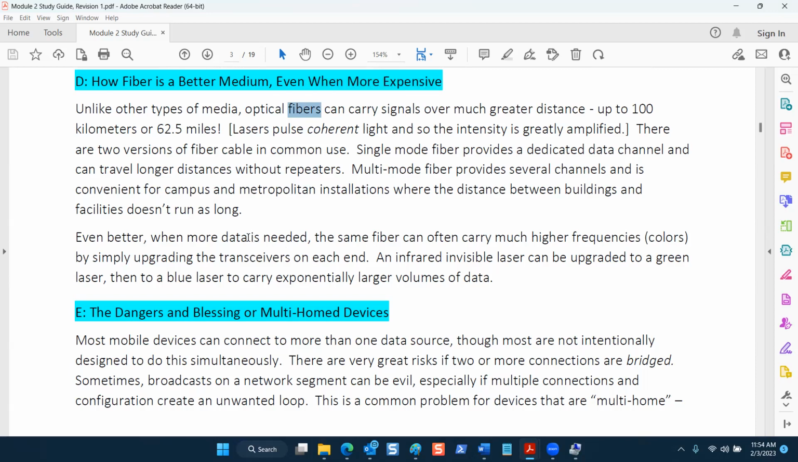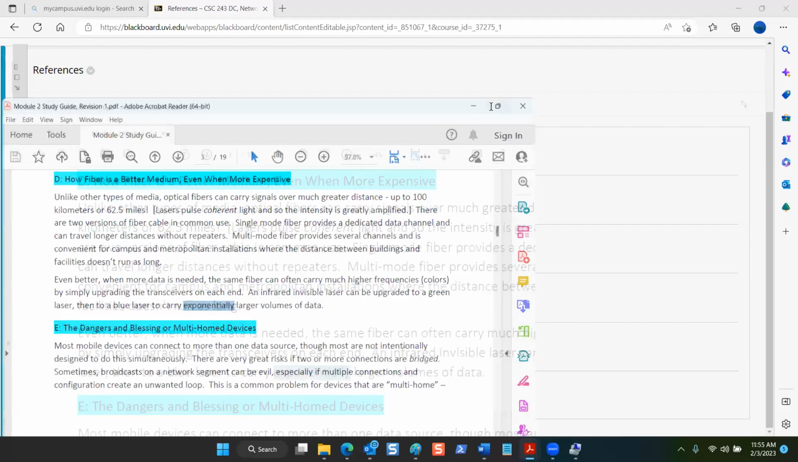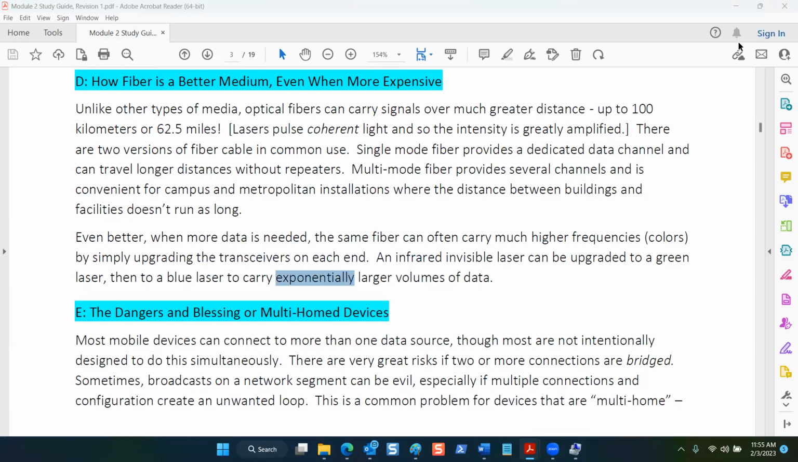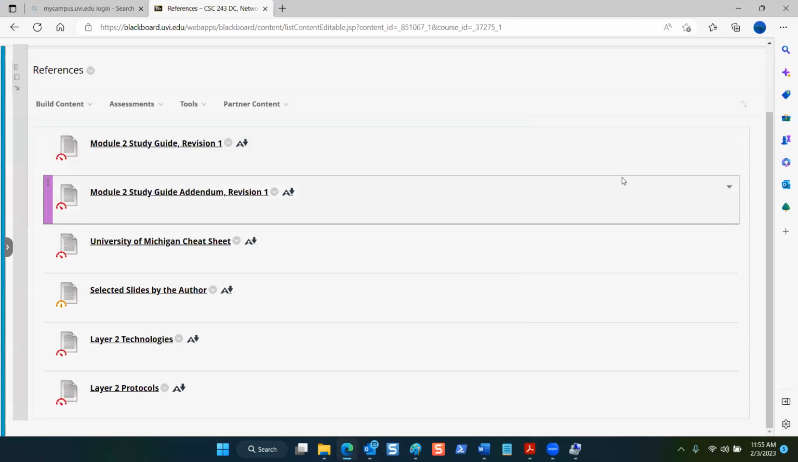Because if you change from like green to blue, now you're carrying 100 or 1,000 or 10,000 times the amount of data, simply because you used a different color laser, which can carry exponentially larger volumes of data. Now, when we say colors, which ones are the slower colors and which ones are the faster colors in that sense? Well, what I want to do here as we close our class is to talk about the rainbow.